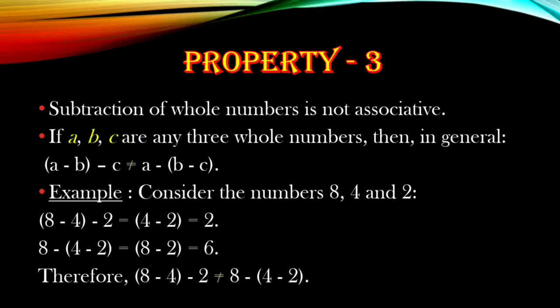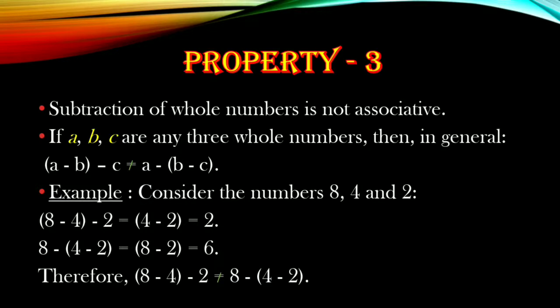If we subtract 4 from 8, we get 4. Again, we subtract 2 from the difference 4 and we get 2. 2 is a whole number. If we try to do it the other way, that is, we subtract 2 from 4, then we get difference 2. This difference 2 is again subtracted from 8 and the difference comes out to be 6.